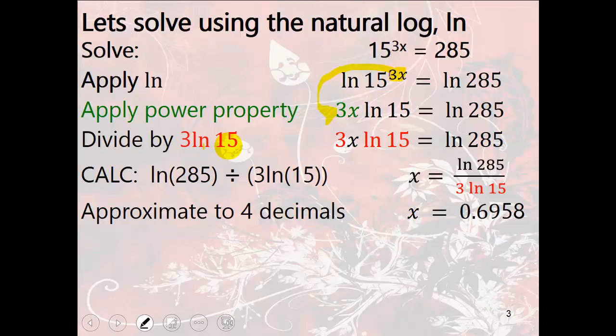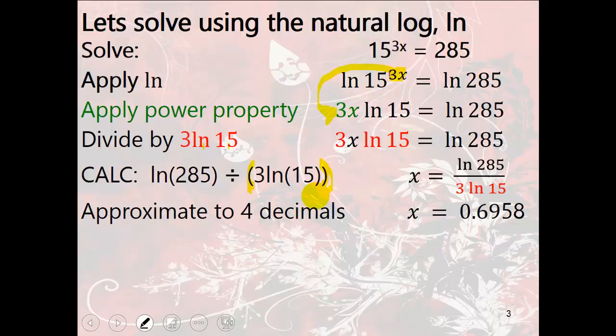And then here's my keystroking. I hit the ln button. It gave me an open parenthesis, 285. I closed it off. Divided by, again, you got to put those outer parentheses around, otherwise it'll divide it by 3 and multiply by the natural log of 15.